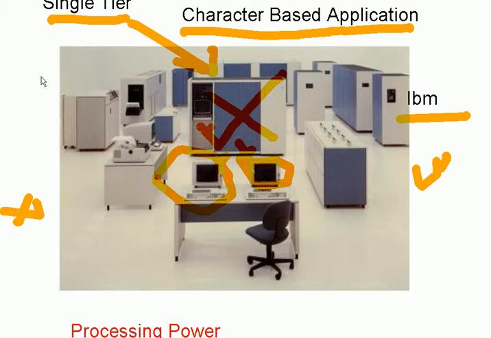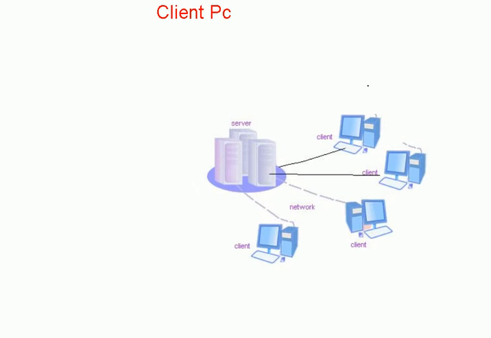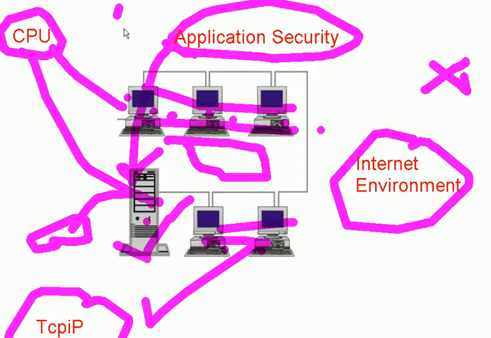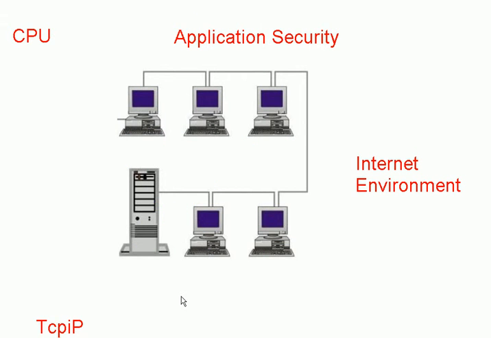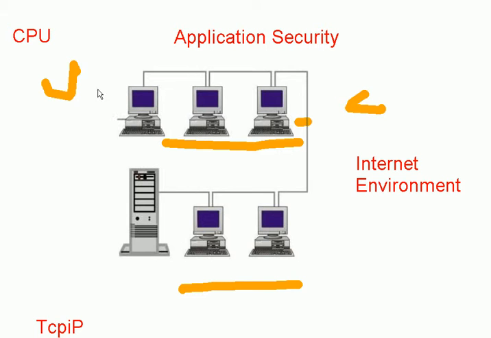Let me show you further examples on this. These are the client computers, and they do have CPU power, but the CPU power is utilized for user interface, and these clients contact the database, communicate to the database.